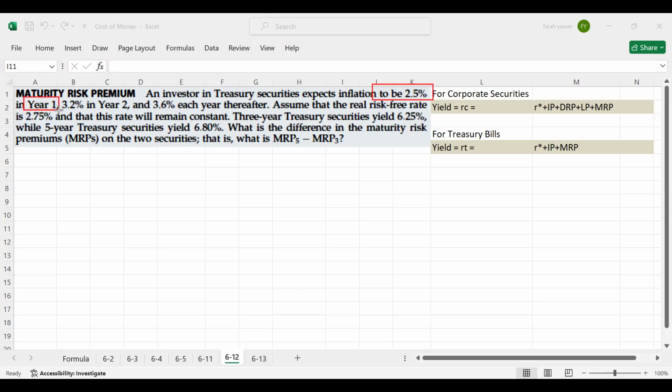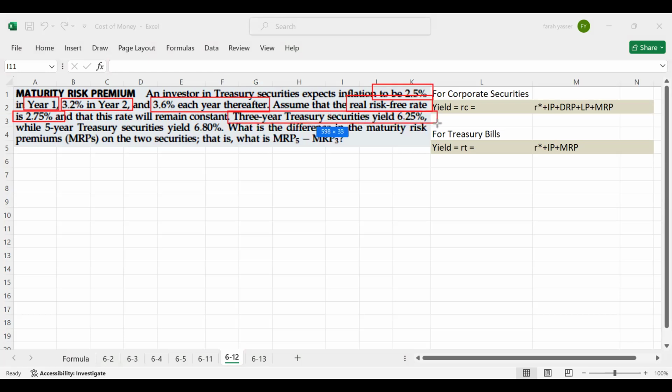They have given the inflation premium of the first year, a different one for the second year, and for the third year it says this inflation premium is each year thereafter, meaning from 3 years onward the inflation would be 6.3% each year. Assume that the risk-free rate of return or R star is also given and this remains constant.